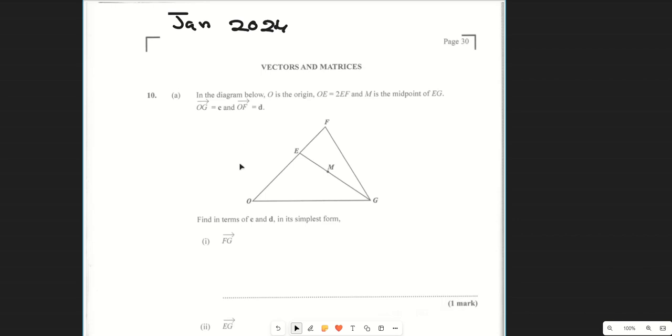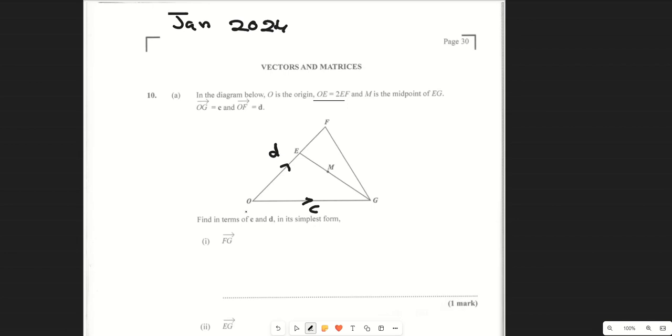In the diagram below, O is your origin and OE is equal to 2EF. So let us just underline this here, and we are going to dissect it after, right? And M is the midpoint of EG. So I'm just going to write out here, OG, that's going in that direction, because they're telling you starting from O and ending at G is C, vector C. OF, so O to F, is B.